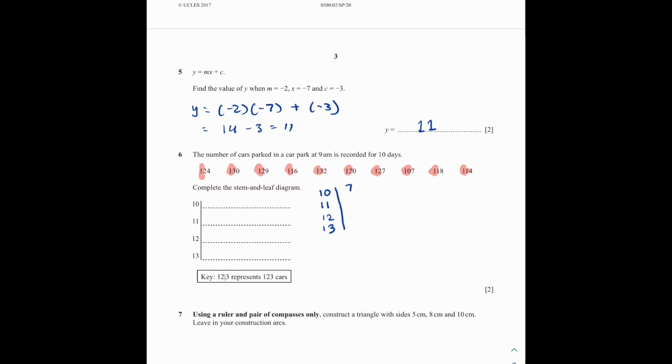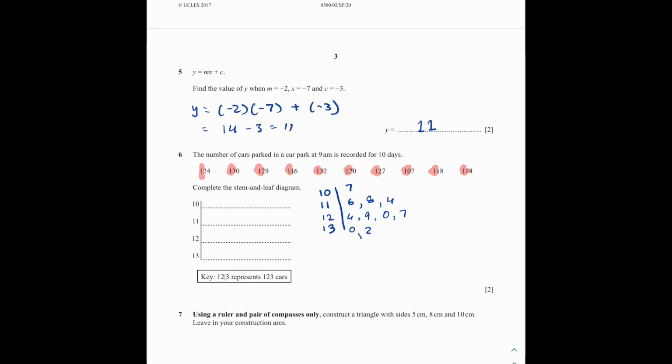Now let's look at 11. That's 12, that's 13, 12, 11. So that's a 6. 13, 12, 12, 10, 11. So that's an 8. 11. And that's a 4. 12, that's a 4. 13, 12, that's a 9. 12, that's a 0. 12, that's a 7. And 13, that's a 0. And that's a 2. And that's it.